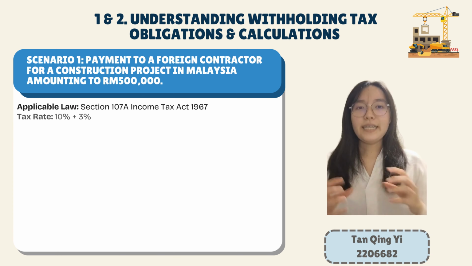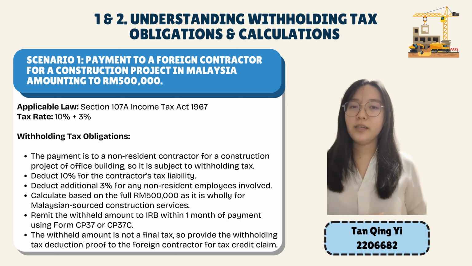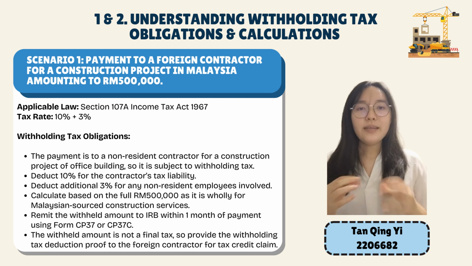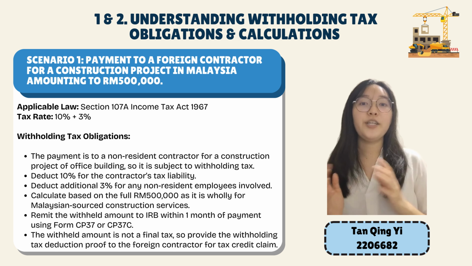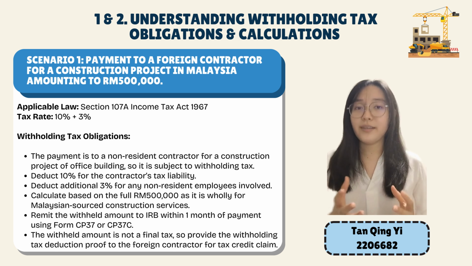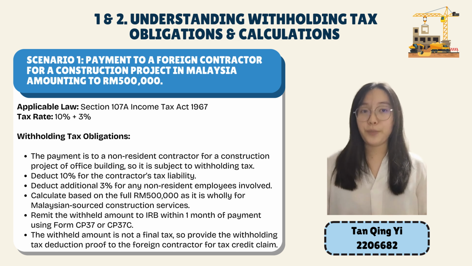For scenario 1, there is a payment to a foreign contractor for a construction project in Malaysia amounting to 500,000. This scenario applies to Section 107A of the Income Tax Act 1967. The tax rate would be 10% plus 3%.